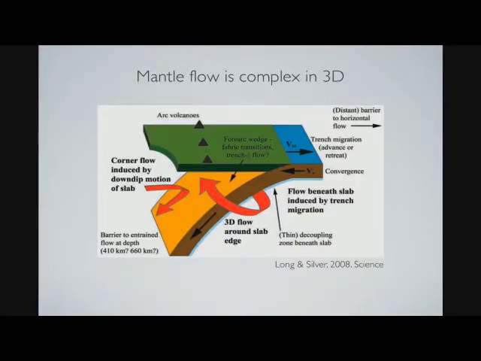So as I said a little bit ago, the general consensus is that mantle flow is very complex in three dimensions. And this is this nice figure from Maureen Long and Paul Silver's paper, just showing that you have corner flow, you may also have 3D flow around the slab, and that the general take home from all of this work on the seismic anisotropy is that it's a much more complicated system.